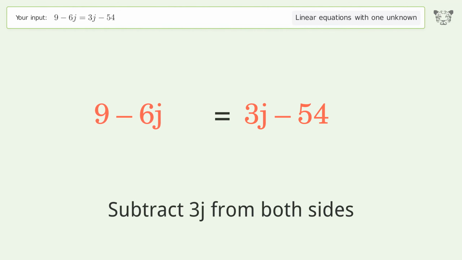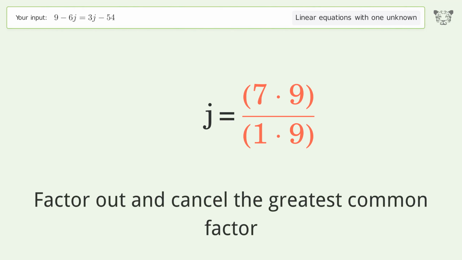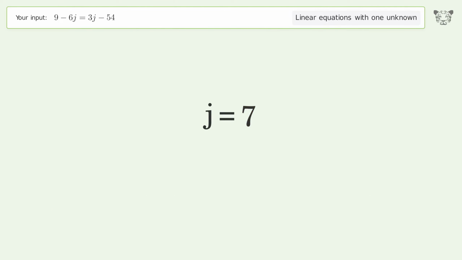Find the greatest common factor of the numerator and denominator. Factor out and cancel the greatest common factor. And so the final result is j equals 7.